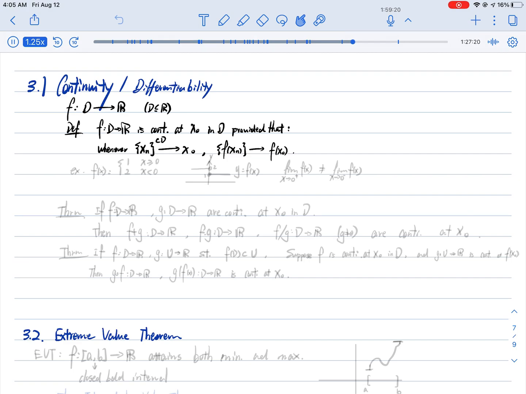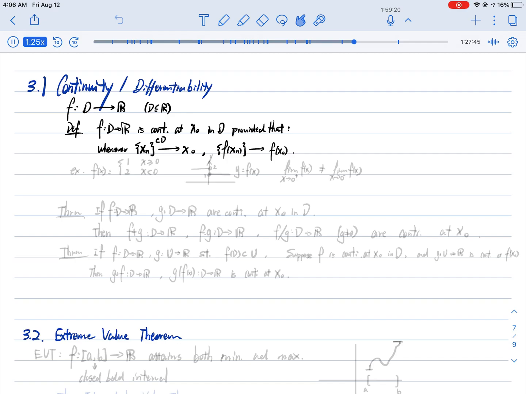And what does it mean for a function to be continuous? It happens provided that it is continuous at every point in D. If it is continuous at one point but not at another, that does not mean the function is continuous. The function has to be continuous at every point. So this is just a basic definition of continuity.